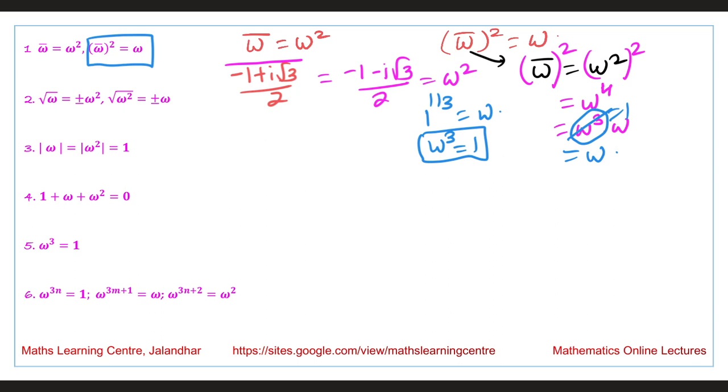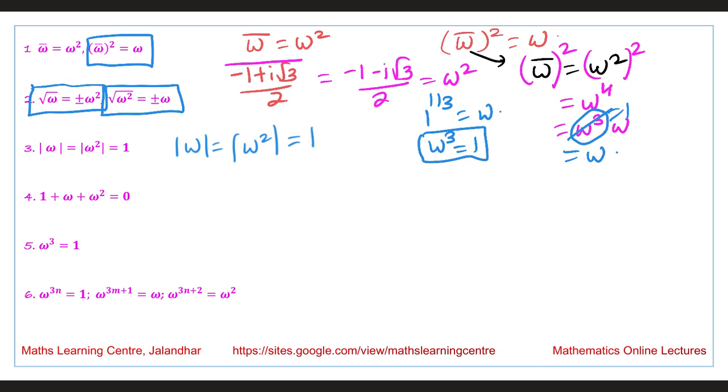Next we have the square root of omega is plus minus omega square. We are saying that the square root of omega is plus minus omega square, and the square root of omega square is plus minus omega. Substituting these values, you can verify these results. Next is mod of omega, that is equal to mod of omega square, that is equal to 1.